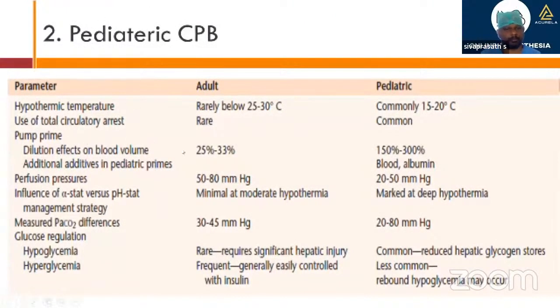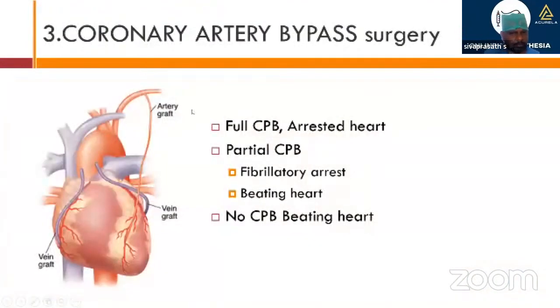See, when you add pump prime, the hemodilution is only 30%, but in a pediatric patient it is 300%. So you always have to give blood into it. And the ABG strategies, most of the time it is pH stat. The PaCO2 will be very low here. So these are the main differences.